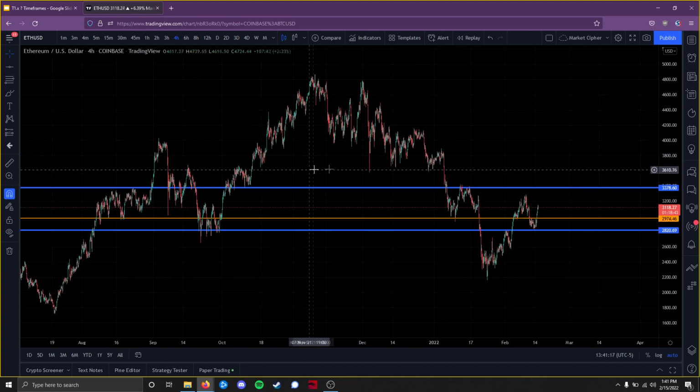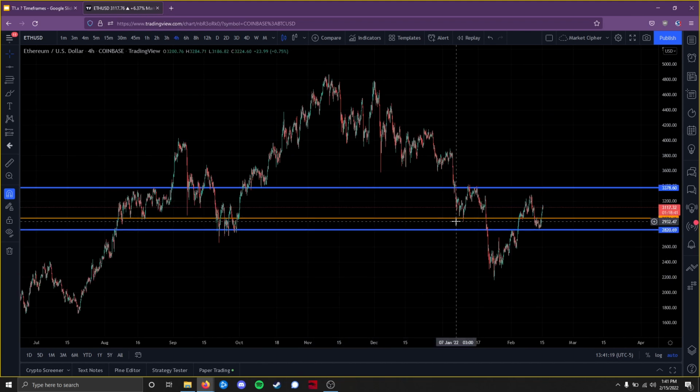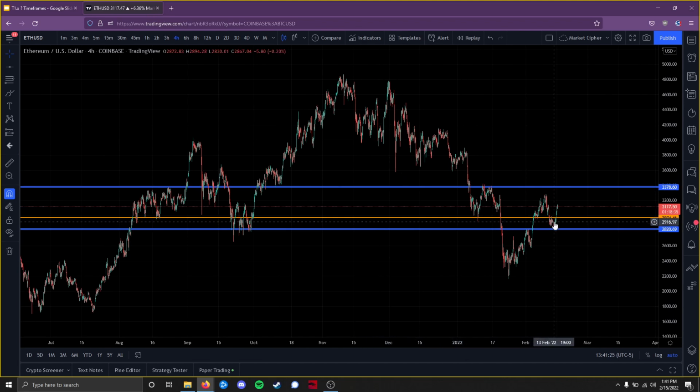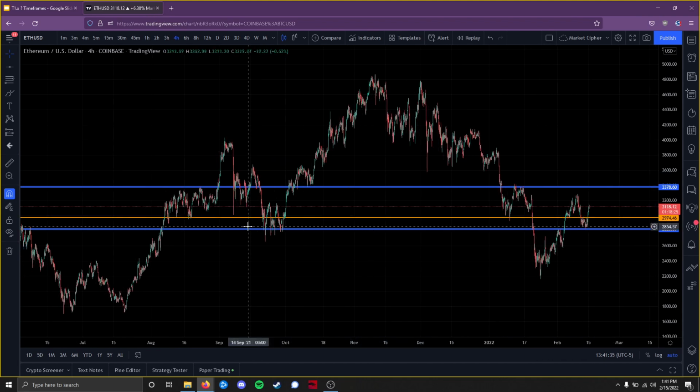And now we can start to see, well, here on the 4 hour, this acted as support. It also acted as a level of resistance found here, where it was wedged between this 4 hour level of resistance and this weekly level of support. There was a significant level of support found here back in August.